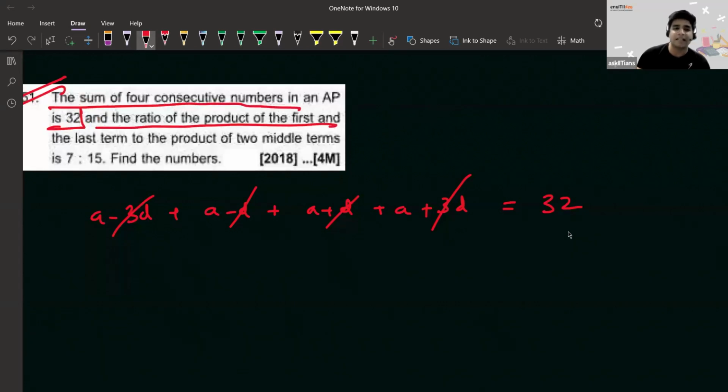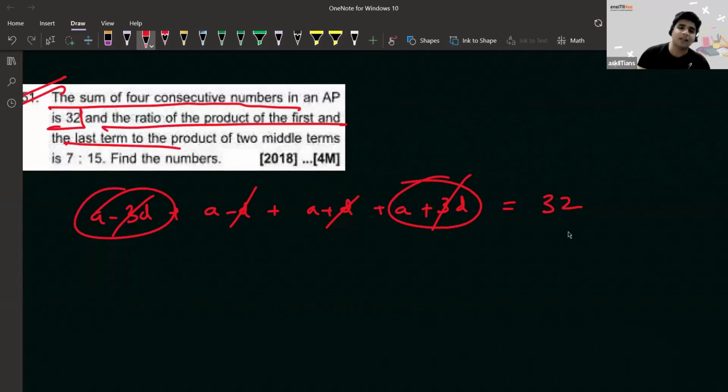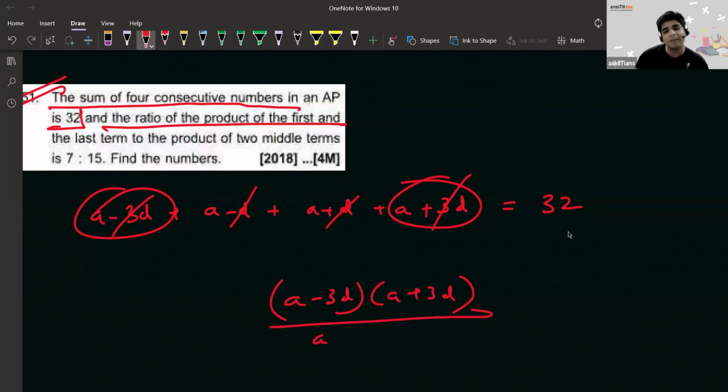The next is given as the ratio of the product of the first and the last term, that is a minus 3d and a plus 3d, with the product of the two middle terms. So they are asking a minus 3d times a plus 3d, upon a minus d times a plus d is equal to 7 by 15. That is what they have given, 7 by 15. Now, everything is given to you, everyone. Try to solve this question out and you will be able to get the answer.